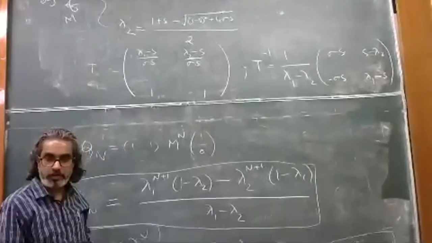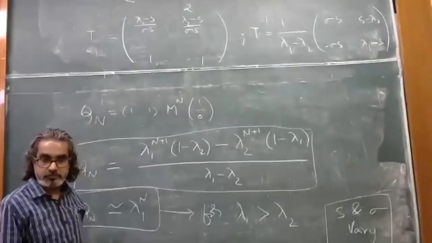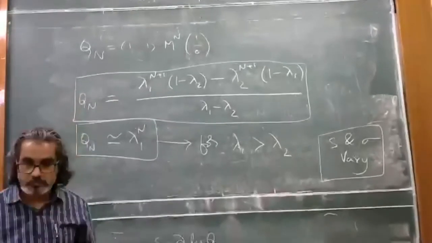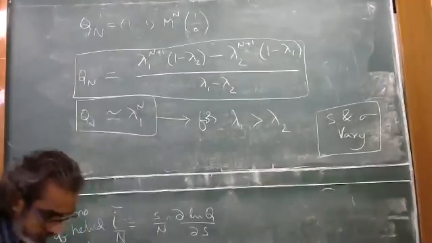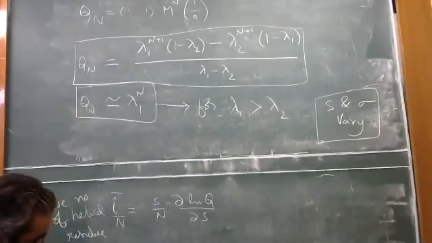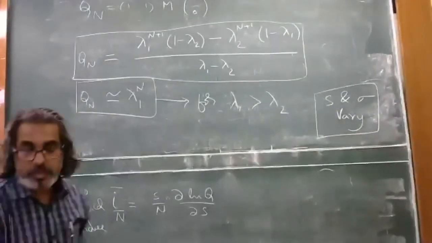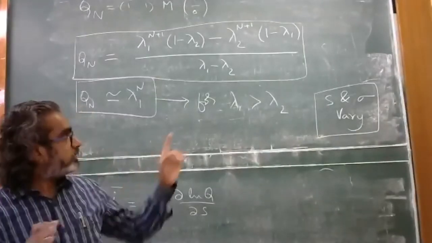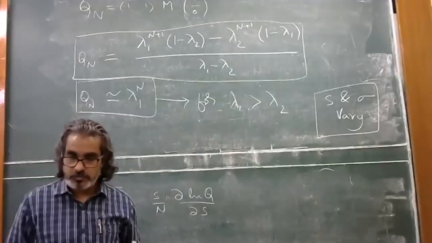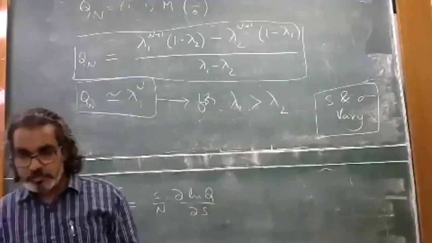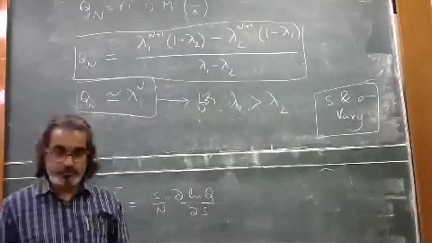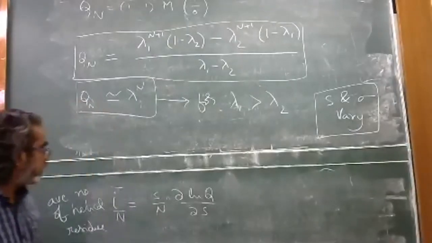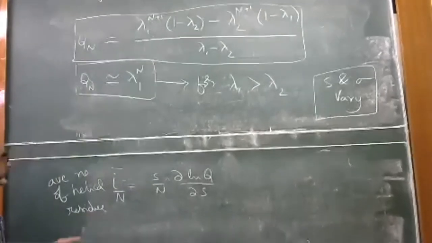Sir, lambda 1 and lambda 2 are the eigenvalues of this equation. Is there any physical significance of lambda 1 and lambda 2, or are they just numbers we are getting? See, lambda 1 and lambda 2 are eigenvalues of a matrix. They themselves don't represent any physical quantities. They are a combination of sigma and S. Next class we will see this one.